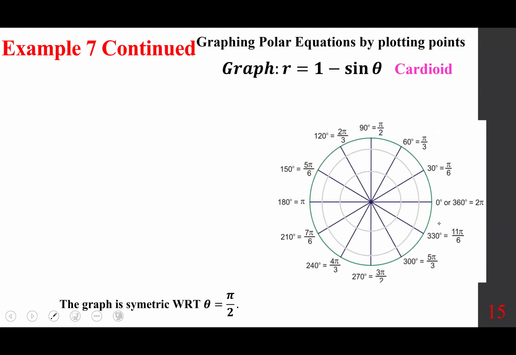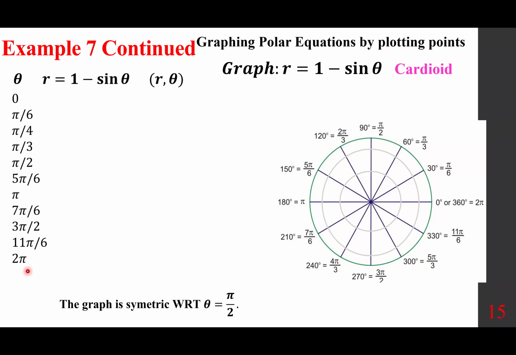And so we can graph this, okay? And we showed that the graph is symmetric with respect to pi over 2. So the right half and the left half are the same. But as far as plotting points is concerned, we're going to write theta, r equals 1 minus sine theta, and r comma theta. So we pick easy numbers, common arcs. Everybody must know trigonometric functions of common arcs.